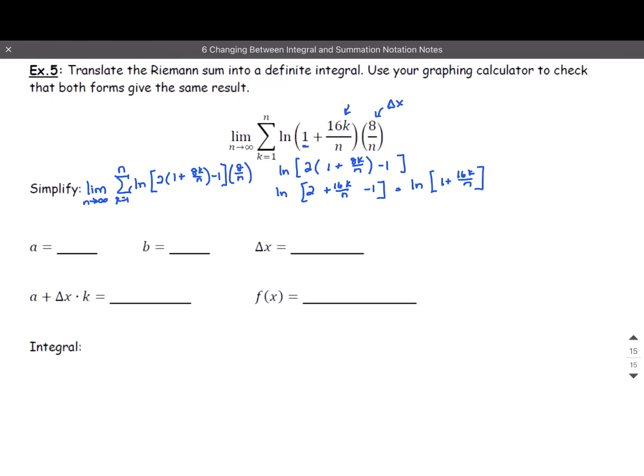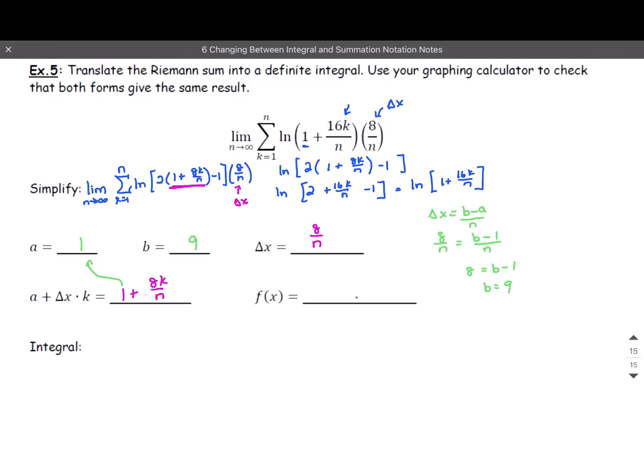So here we go. This is our delta x. I'm going to write that in there. Delta x is 8 over n. This is our a plus delta x k, which means that our a is 1. And that also means delta x equals b minus a over n. We know our delta x is 8 over n. That has to equal b minus our a, which is 1, over n. So 8 has to equal b minus 1, and b is 9.